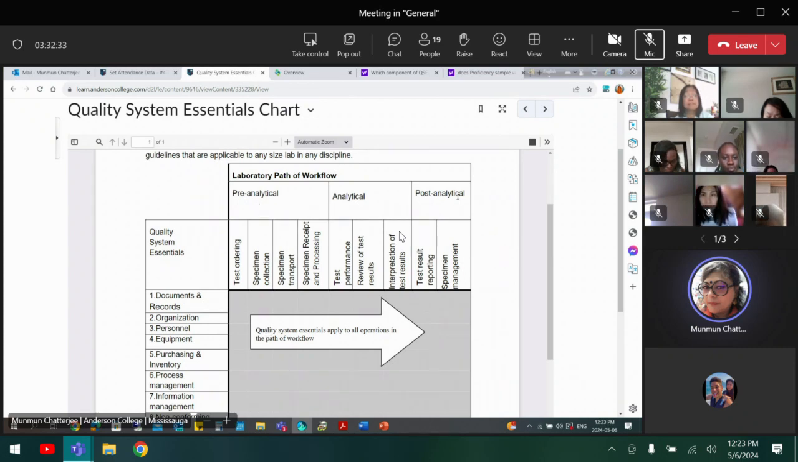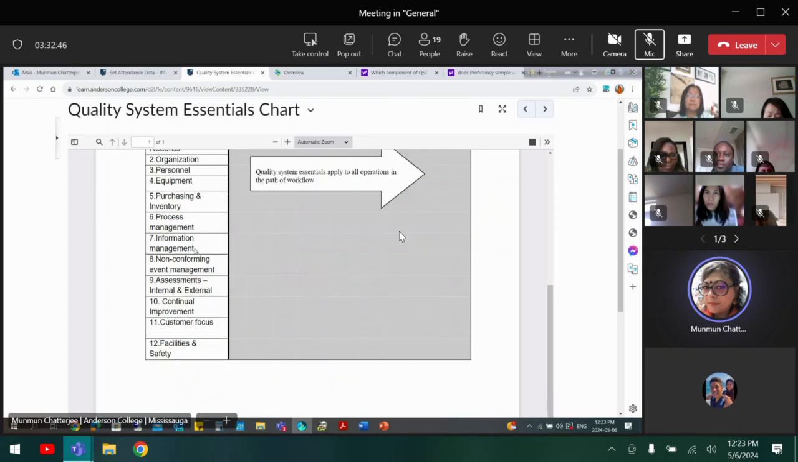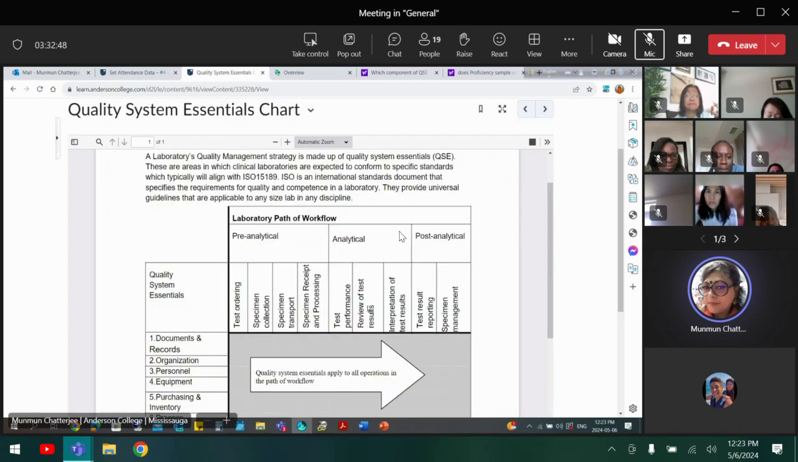What is the quality control only? Among these three phases of the workflow, what is the quality control? Analytical, ma'am. Only analytical. So pre-analytical, analytical, and post-analytical together make up the quality assurance. And analytical is the quality control. And the improvement and taking care of everything is the quality management.